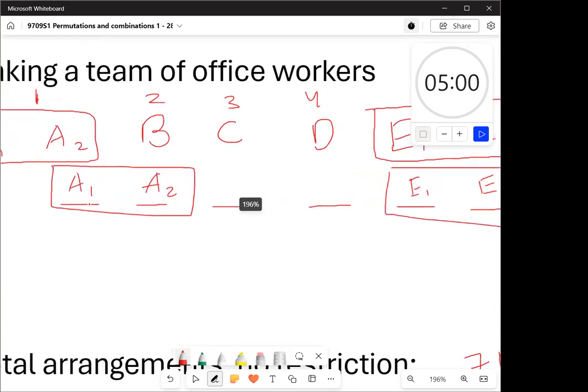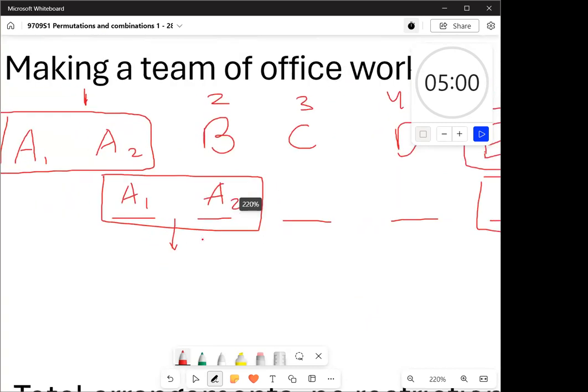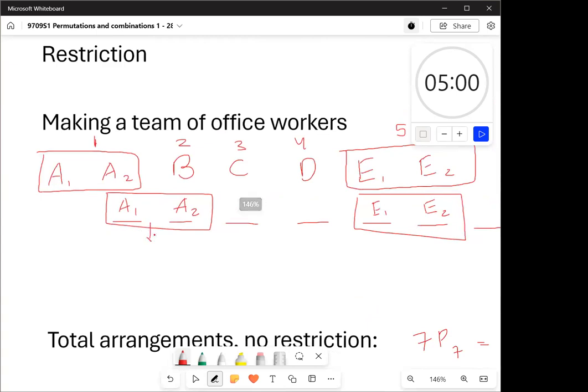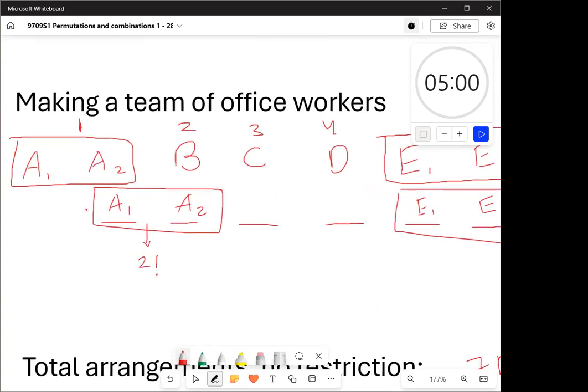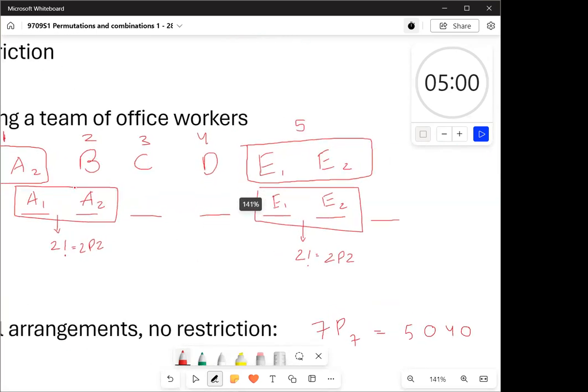Now, however, there's a possibility of arranging inside as well, which would be 2 factorial. Because there are 2 of them, or 2P2, which is the same thing. And then outside, you can arrange them as 1, 2, 3, 4, and 5. So 5 factorial into 2 factorial into 2 factorial. Clear?